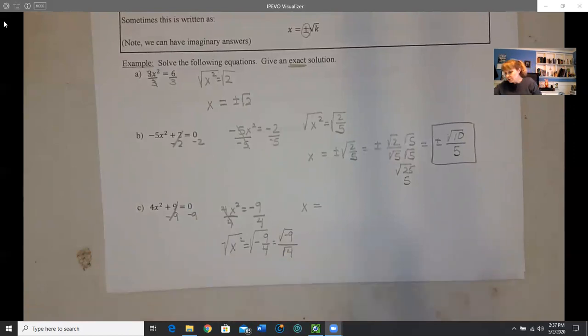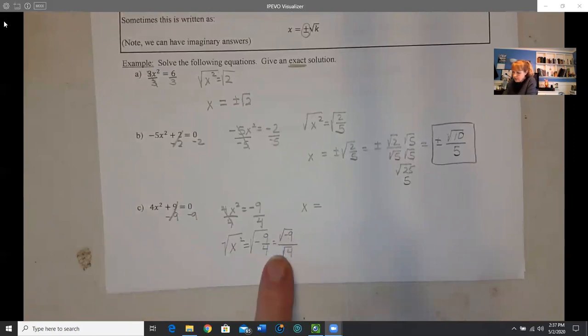Since they don't reduce, you can put them under different radicals. And I would just highly suggest that if you're going to separate it out like this, I would put the negative with the numerator. But it doesn't really matter, it's just a lot easier to do.